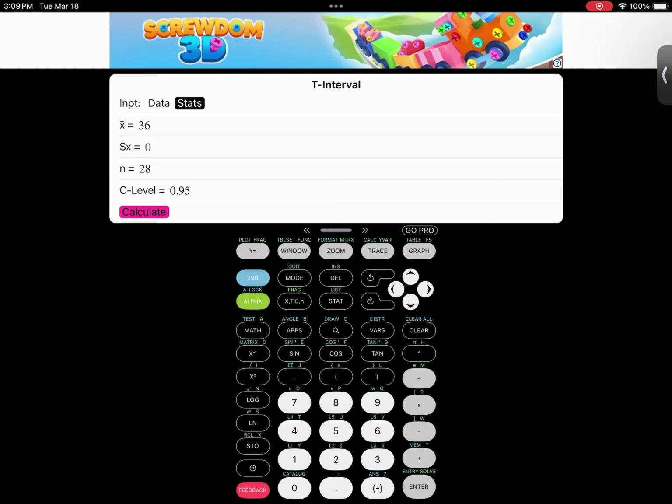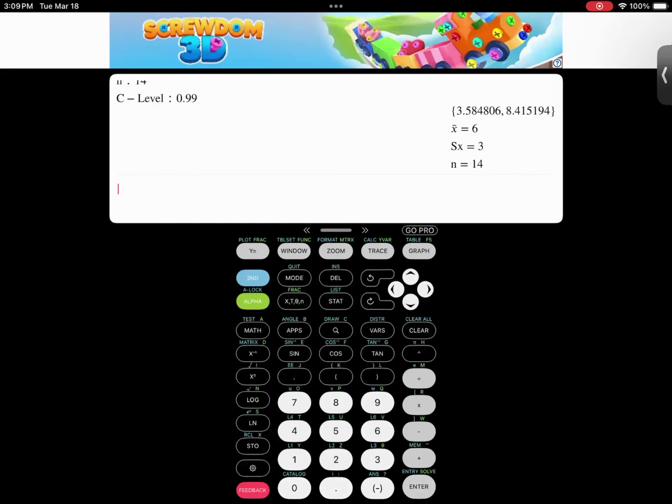And we need to get rid of the 36 and type in our mean, which is 6, our standard deviation, which is 3, and our sample size, which is 14. And our confidence level is 99%, so we need to type in 0.99. Okay, so we have everything ready. Go ahead and hit calculate, and we get our confidence interval. So 3.58 to 8.42.